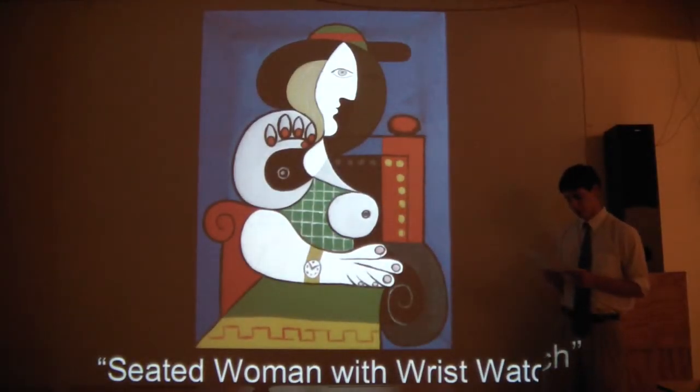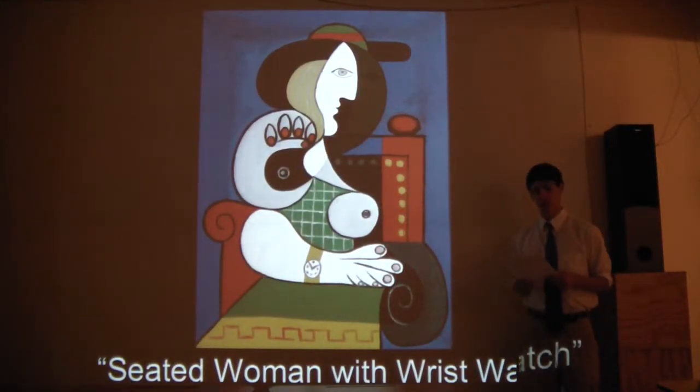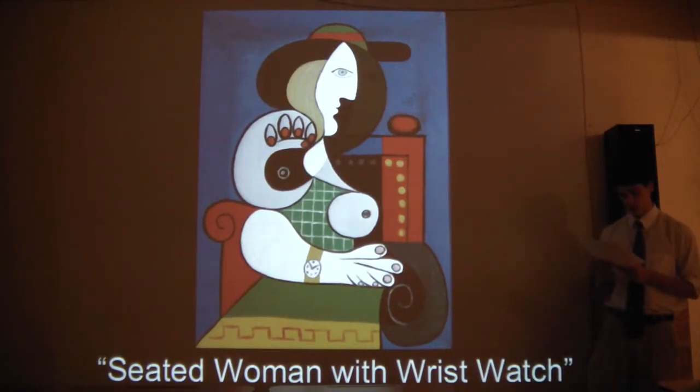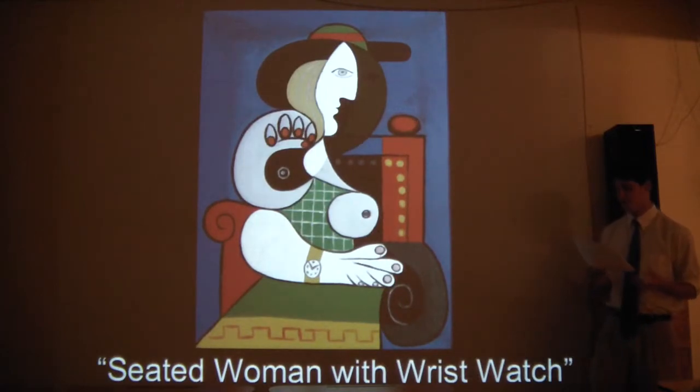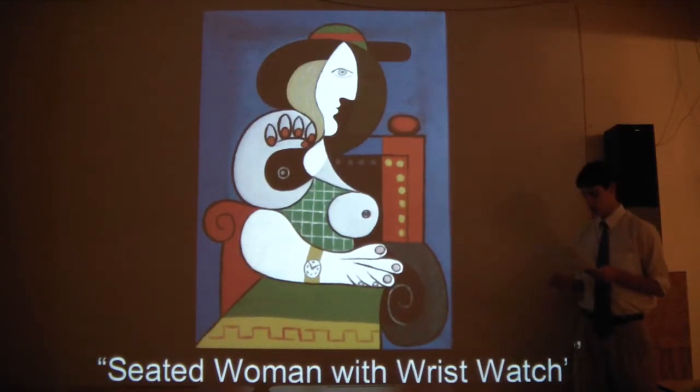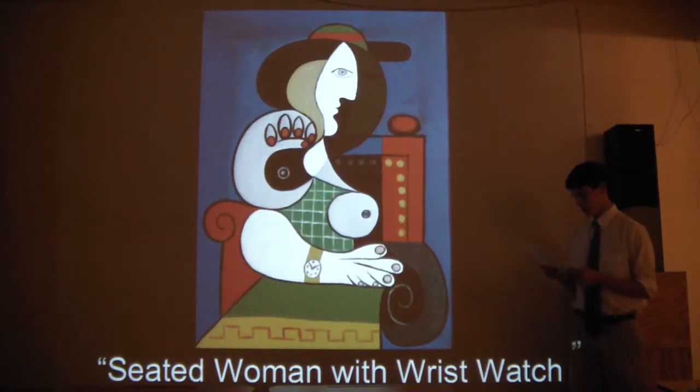Next slide. Seated Woman with Wristwatch, 1932. You get a sense that this picture is disjointed or broken up. What this picture does is that it makes us try to figure out where to look and find the order arranged by the shapes and colors. By observing closely, you can point out different points of views.